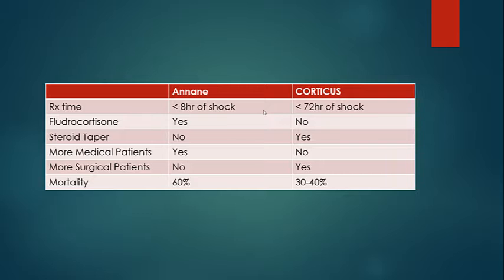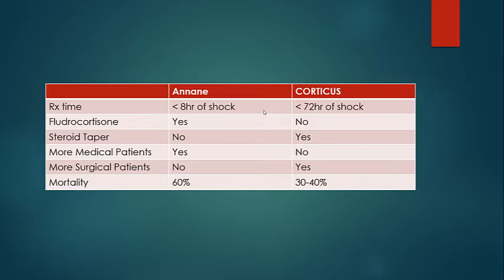If you look at the Annane study, actually they started treating way earlier compared to the CORTICUS study. They waited 3 days with open label. You can use it whenever you want in the CORTICUS study. Fludrocortisone: you can't ignore the fact that Annane did use fludrocortisone. It does have actually a high mineralocorticoid activity. Tapering of the steroids was done in CORTICUS, but was not done in Annane.